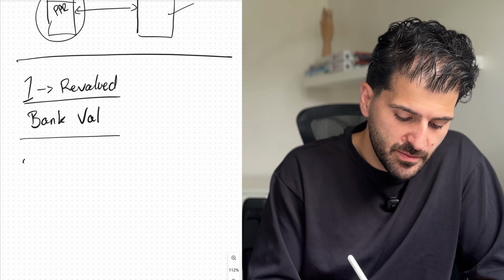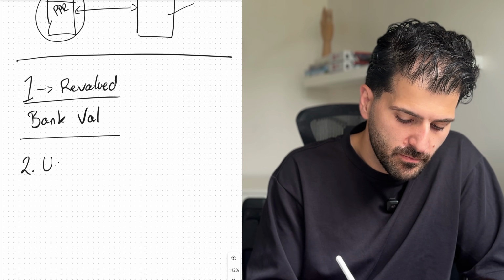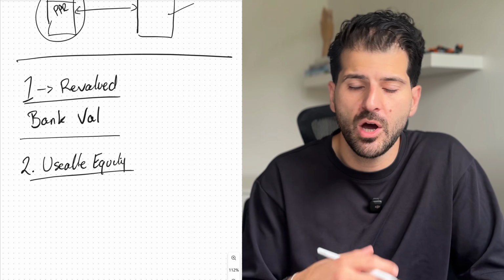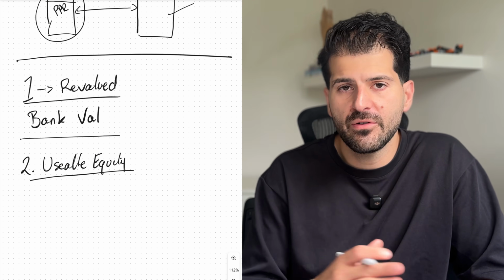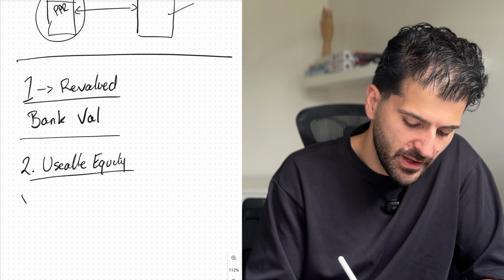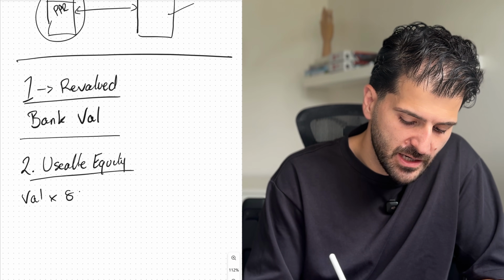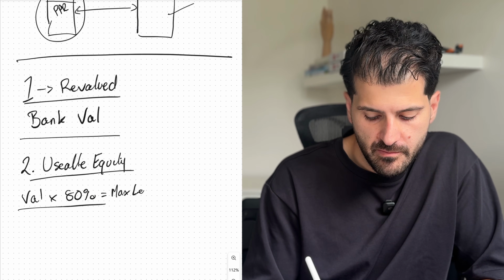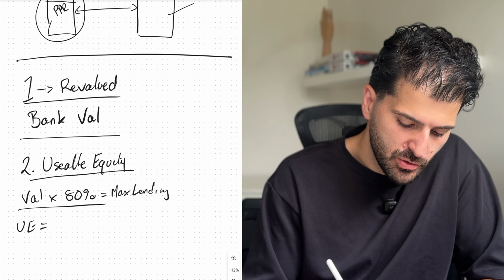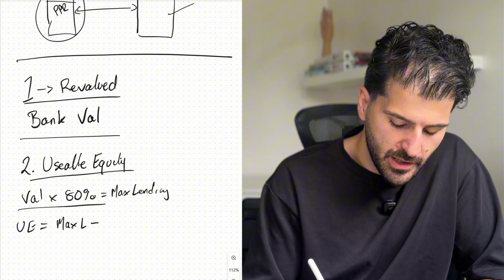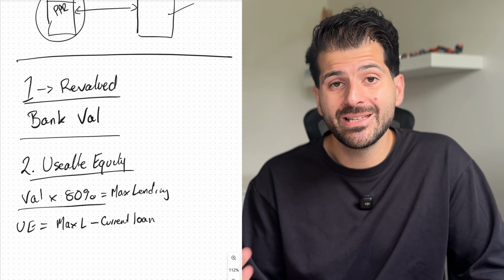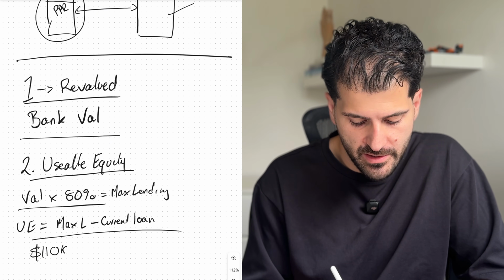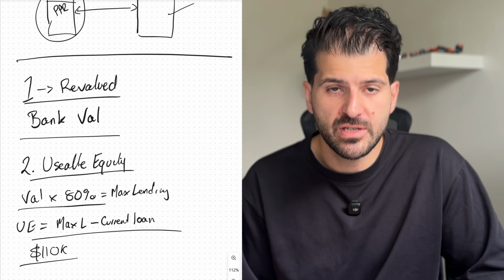Step number 2 is calculating your usable equity. Now, we've already done the example of calculating the usable equity, so I'm not going to bore you with those details. It's a very simple equation I want you to adhere to. We get your valuation, we times that by 80%. That is the maximum amount of lending you can have against that property. We're going to call that your max lending. And then your usable equity equals your max lending minus your current loan. And in the example we did before, this came up with an amount of $110,000.